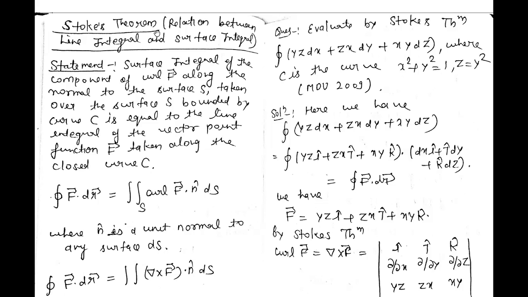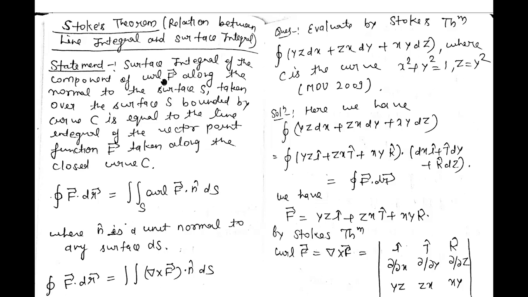So, statement of the Stokes theorem. The surface integral of the component of curl f vector along the normal to the surface S, taken over the surface S bounded by curve C, is equal to the line integral. That means you have a line integral, you have a surface integral, and both will be equal, but there will be a condition here, right?